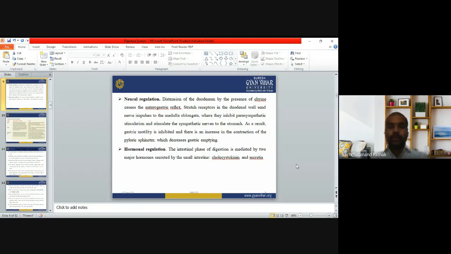Now by this, when the distension occurred at the duodenal part, the duodenum will send a signal because the stretch receptor is going to activate, and this stretch receptor will send a signal to the medulla oblongata in the brain. Okay, now the medulla oblongata will command and inhibit the parasympathetic stimulation.